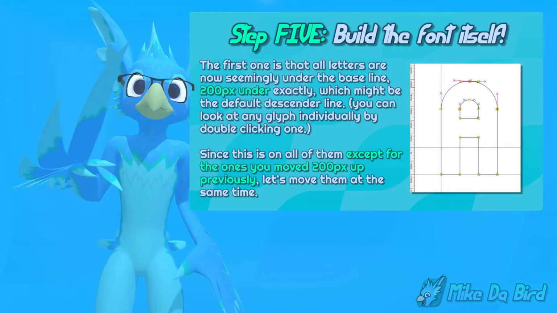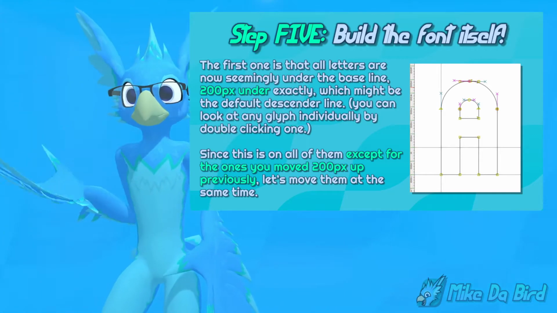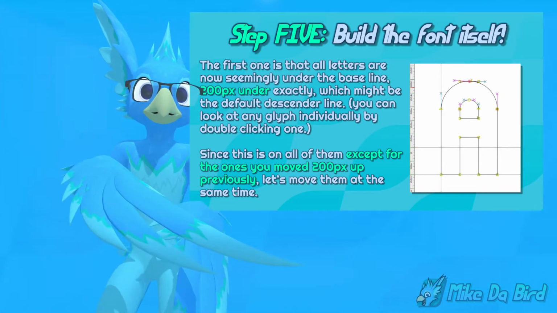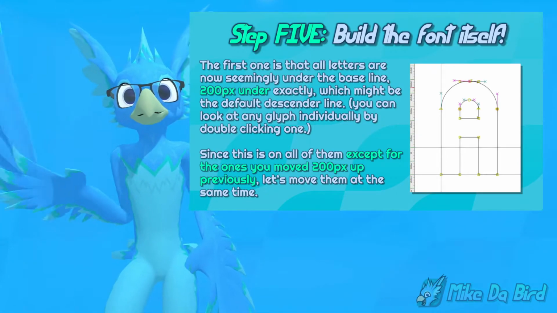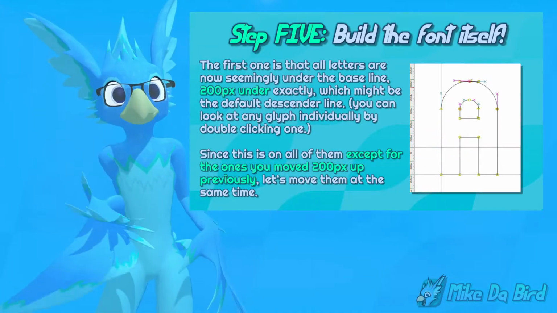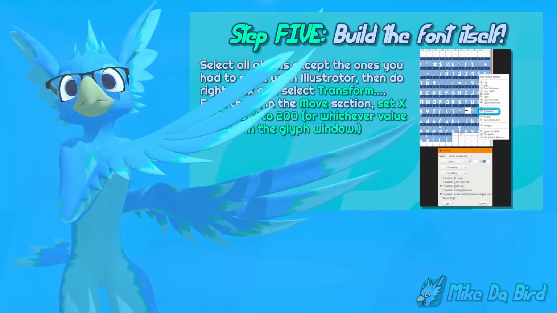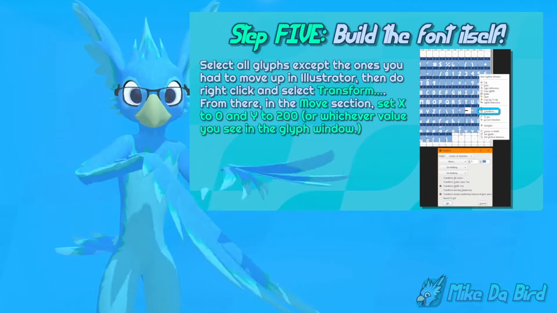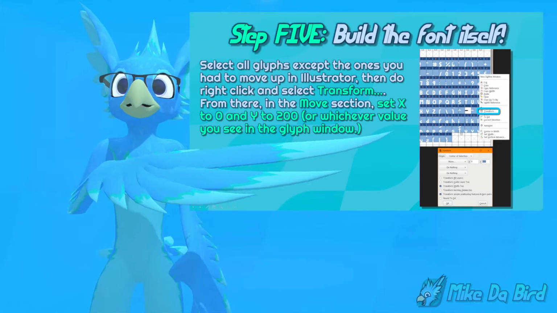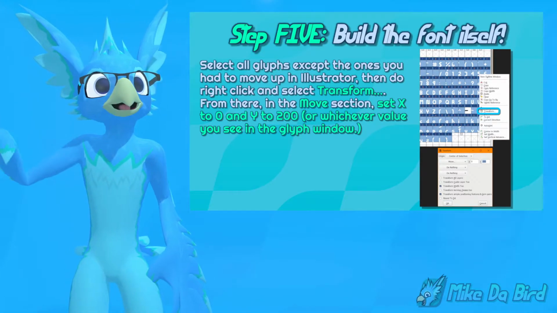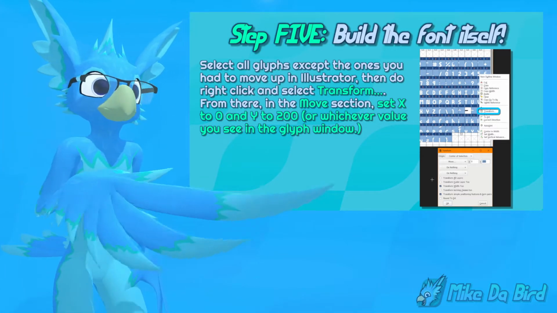You can look at any glyph individually by double-clicking one. Just for info, you're gonna have this editor open. And since this is on all of them, except for the ones you moved 200 pixels up previously, or whatever value you moved them up, let's move all of them except those at the same time. So select the ones you didn't move extra up, and then right click, transform, and from there in the move section you want to set the X to 0 and then the Y to 200, or whichever value you saw in the glyph window where the descender line was.